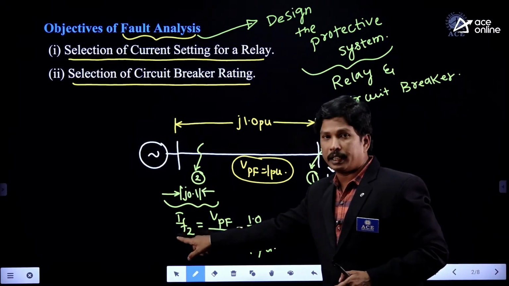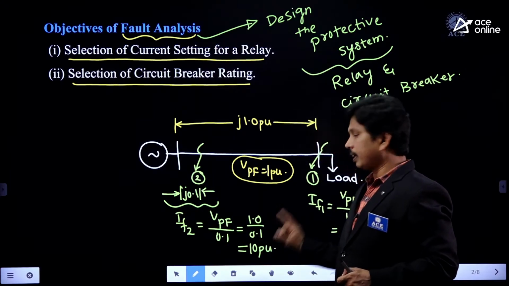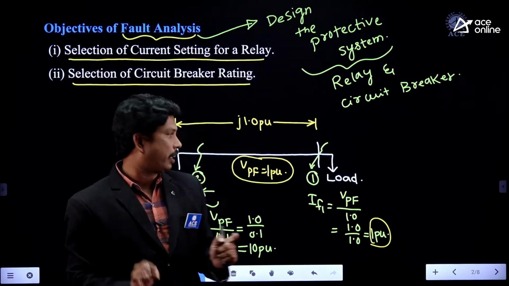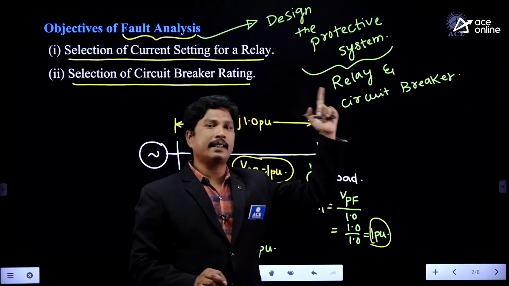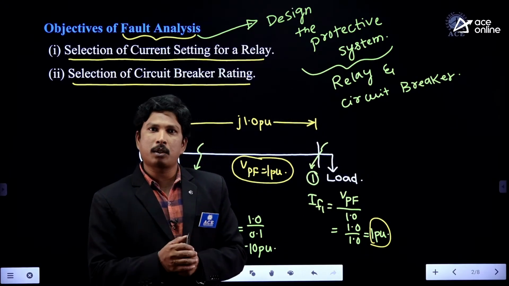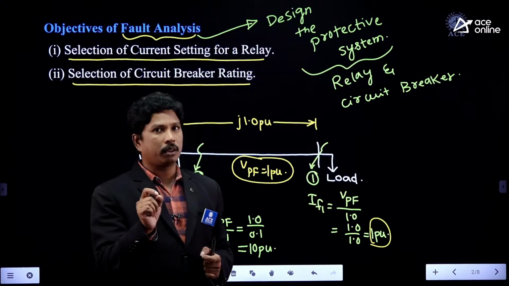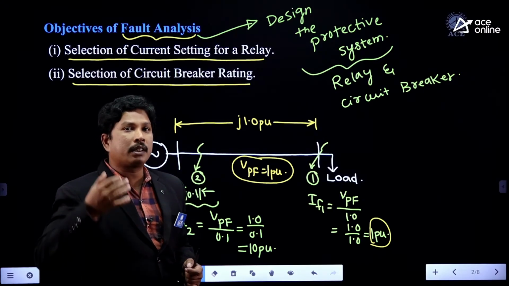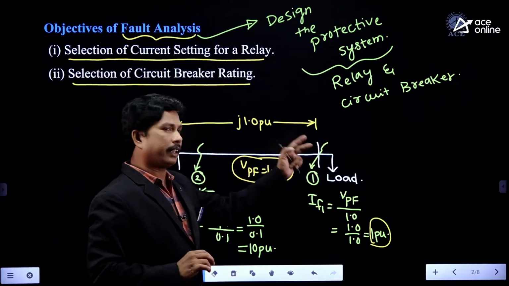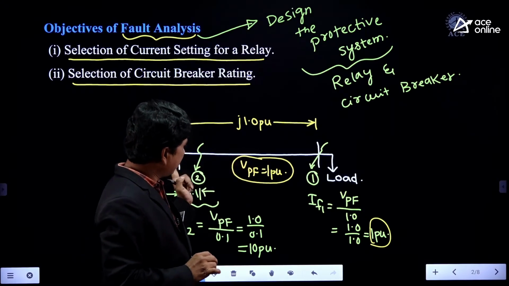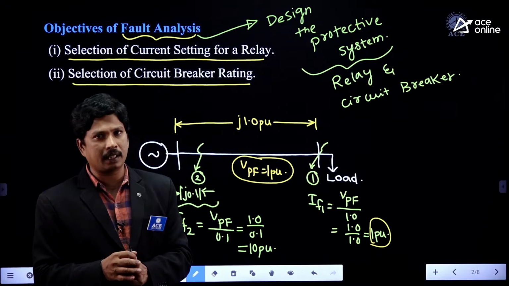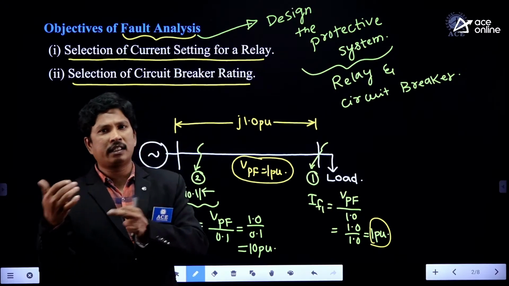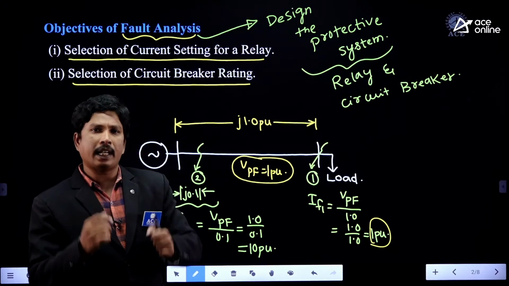If you set the relay current for 10 per unit, the relay will give the trip signal only for 10 per unit when the fault occurs at this location. Whenever the fault occurs at any other location, it is not going to give the trip signal to the circuit breaker. But we have to choose a relay set current such that it gives the trip signal for all the faults, wherever the fault occurs, and for all varieties of faults. It may be LG fault, LL fault, LLG fault, symmetrical fault, unsymmetrical fault, whatever it may be, it has to give the trip signal.